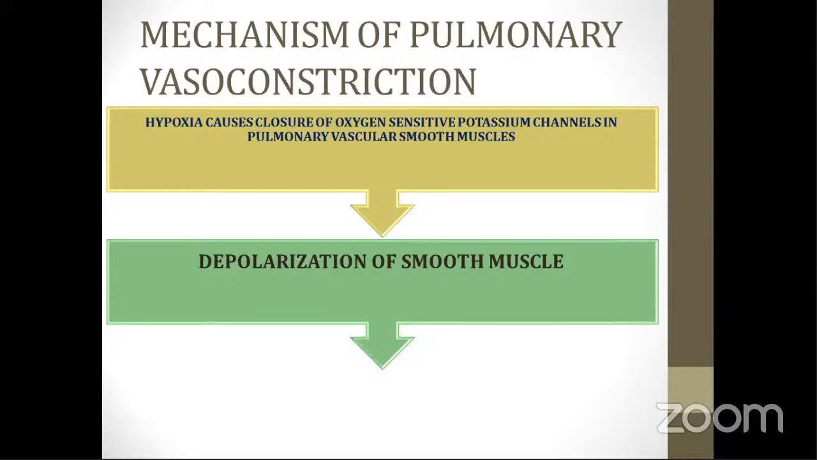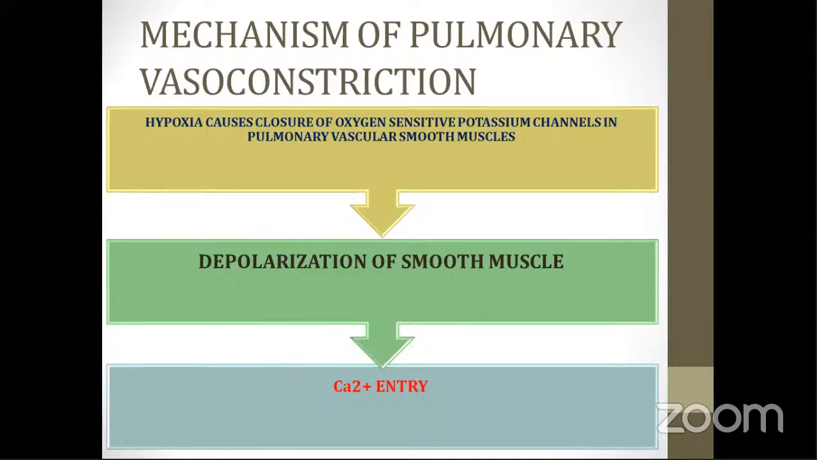When the potassium efflux is decreased, that will cause depolarization of smooth muscles, and that will open certain voltage-gated calcium channels. Okay, voltage-gated calcium channels are open. That will result in calcium influx, or calcium entry into the smooth muscle. When there is calcium entry into smooth muscle, what will happen? Smooth muscle contraction, or vasoconstriction. Okay, so that is the mechanism.